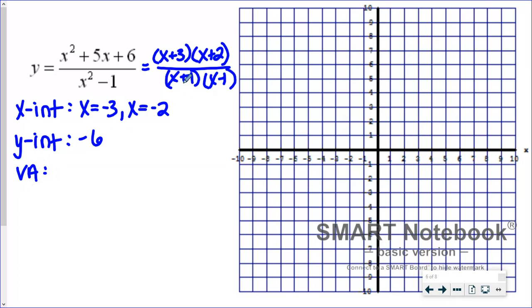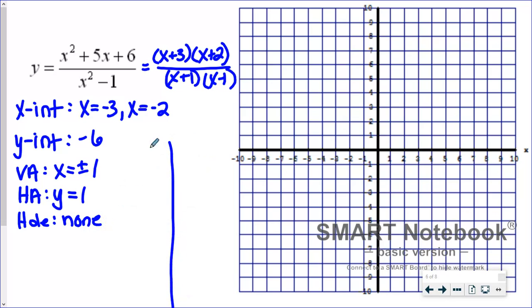Vertical asymptotes, we set the denominator equal to 0 and solve. So x is going to equal positive and negative 1. Horizontal asymptotes, again, we compare the degrees of the numerator and denominator. They're the same. So we take the ratio of the leading coefficients. All right. No factors canceled out, so we don't have any holes. All right. We can get some extra points here. Again, my graph here goes from negative 10 to 10.